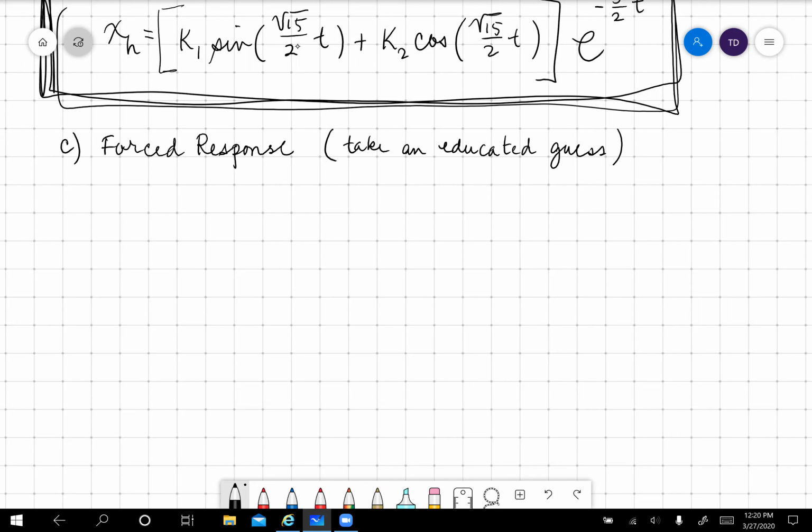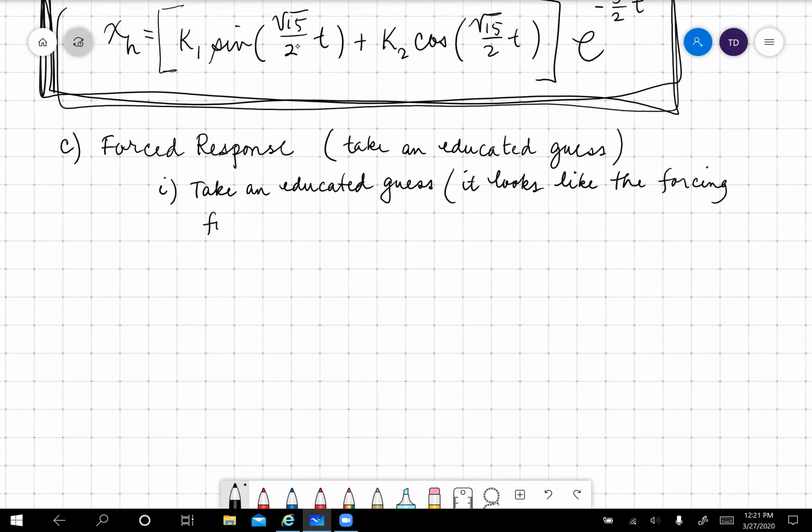So step one is the following: take an educated guess. And that educated guess is the following. It looks like the forcing function, meaning it has the same form as the forcing function, plus all its unique derivatives.